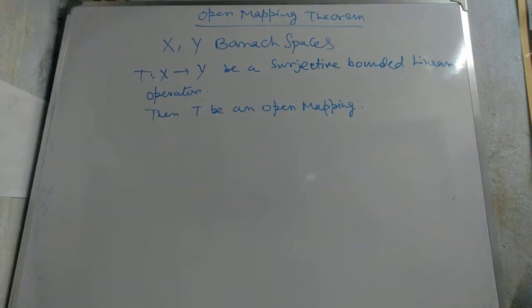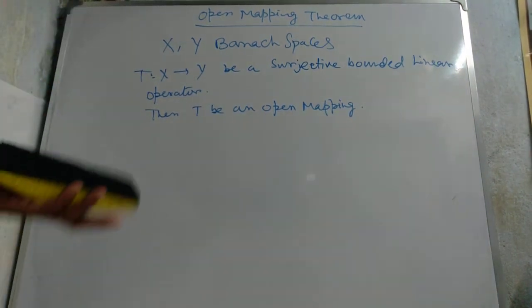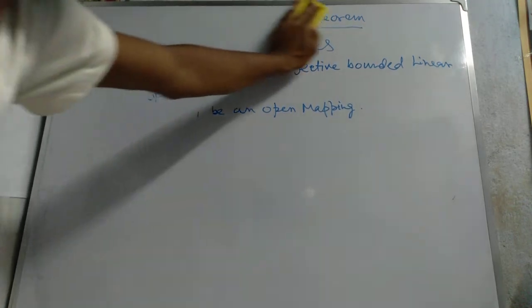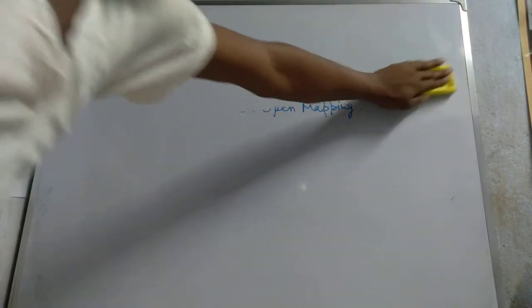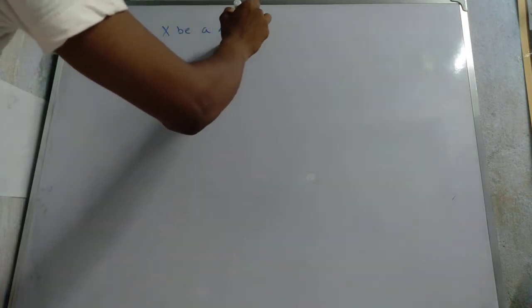But before the proof of this open mapping theorem, we also discuss some lemmas and consequent results which are needed here. Okay, let X be a linear space.